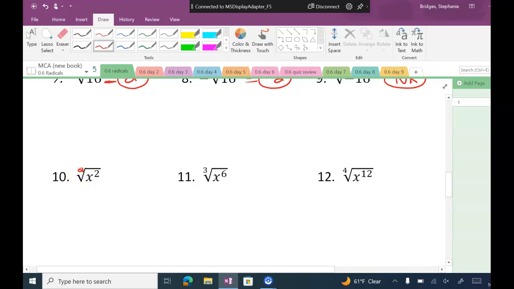So this is what I ask myself. In order to find the square root of x squared, how many times does that index divide evenly into that exponent? 1. So that means the square root of x squared is just x to the first. Also, you could just write that as x, right? Okay.